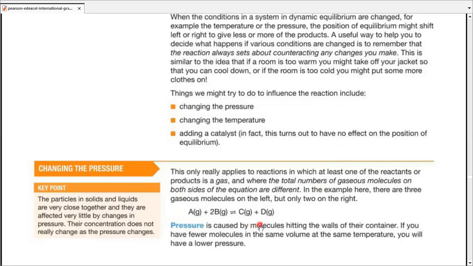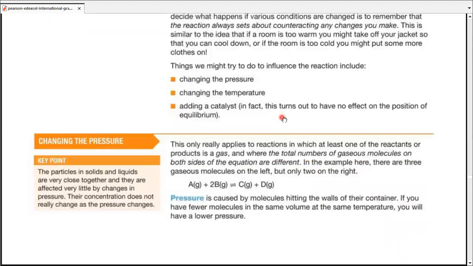Okay, so let's start with changing the pressure. Now, remember, solids and liquids are not affected by pressure.